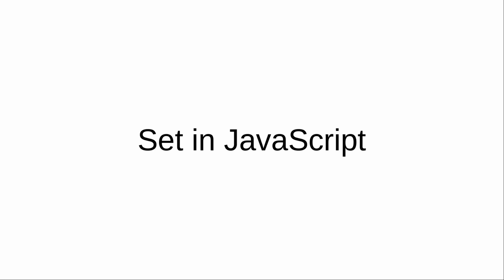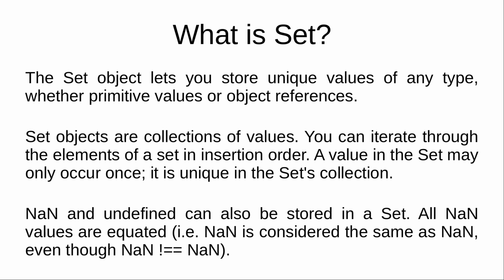In this video tutorial we will be learning about the Set object. The Set object lets you store unique values of any type, whether primitive values or object references. Set objects are collections of values. You can iterate through the elements of a set in insertion order. A value in the set may only occur once. It is unique in the set's collection.